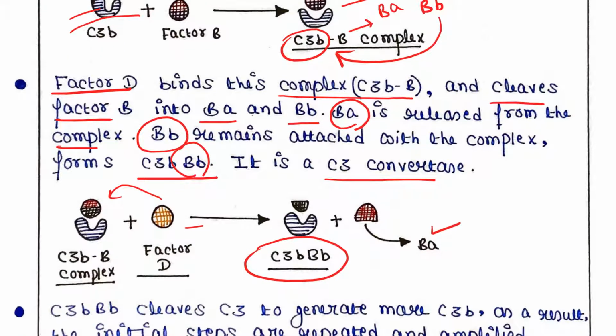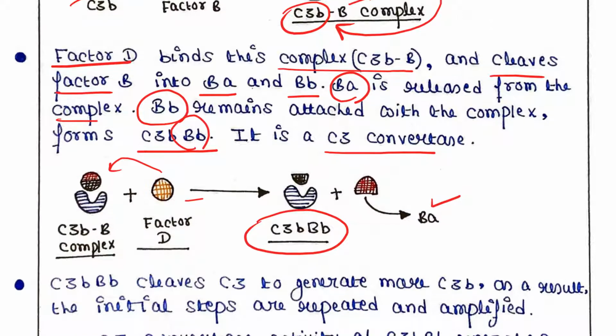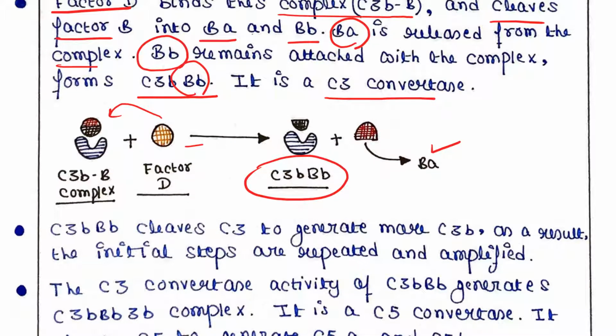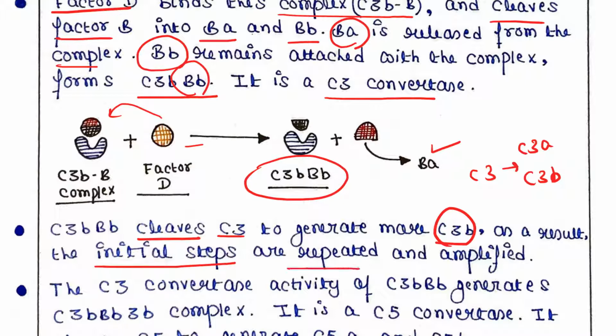Now coming to the C3 convertase, that is C3bBb. It cleaves C3 to generate more C3b, because C3 will be cleaved into two fragments, C3a and C3b. So more C3b will be generated. As a result, the initial steps are repeated and amplified, because the steps started from C3b and C3b will do its own things.